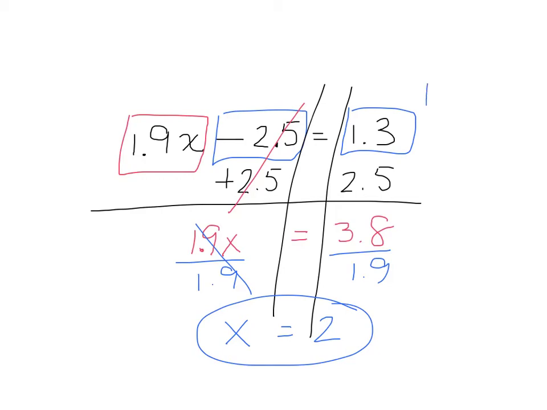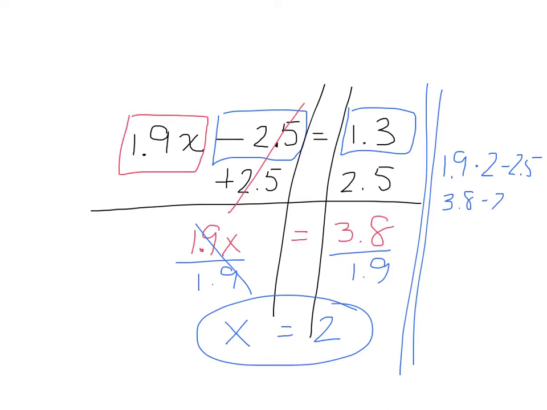So once again, I can do the check. Does 1.9 times 2 minus 2.5 equal 1.3? So I get 3.8 minus 2.5, so I get 1.3. So this would check.